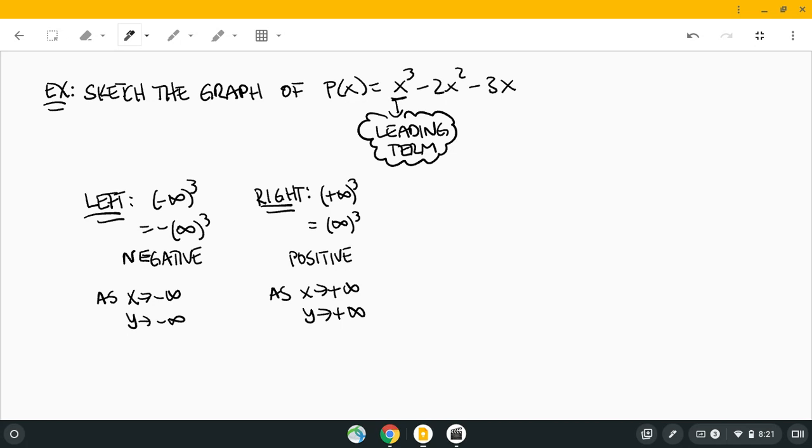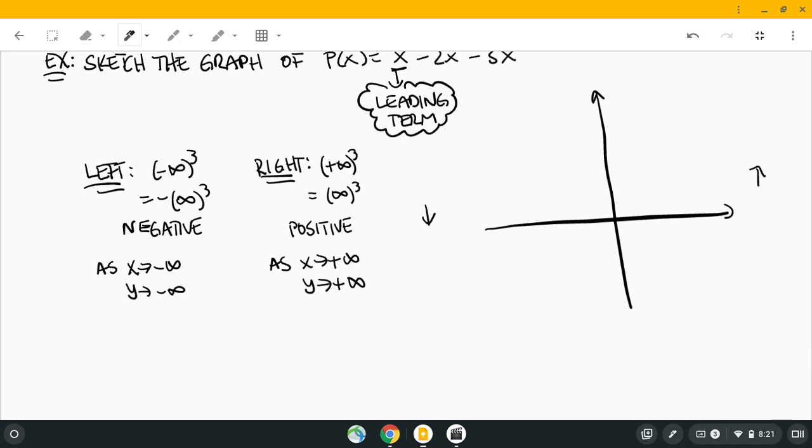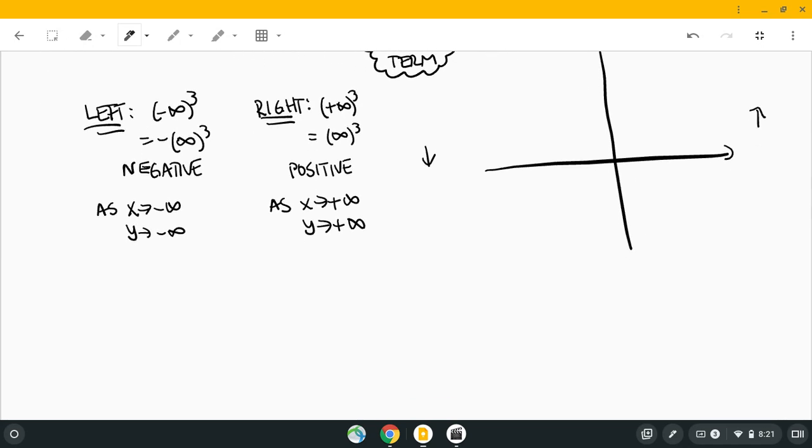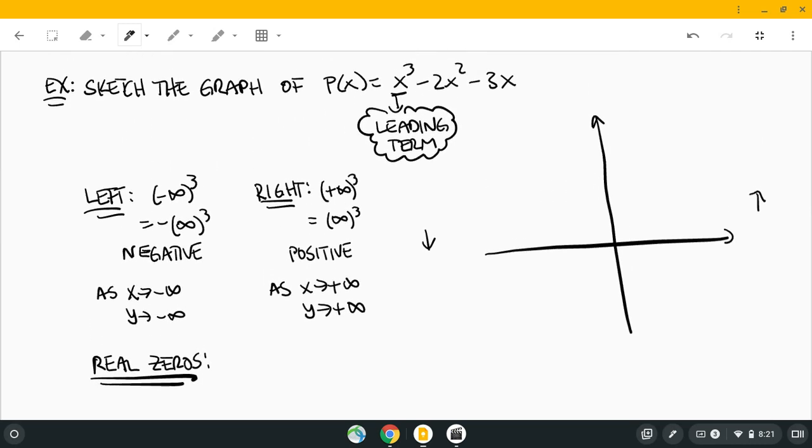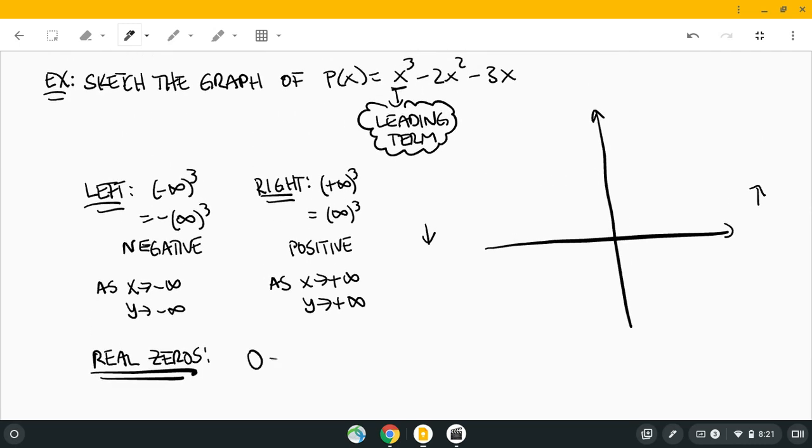Okay. All right, so far, this is what I know. Left-hand side will be falling. Right-hand side will be going up. All right, let's get our real zeros. So 0 equals x cubed minus 2x squared minus 3x.